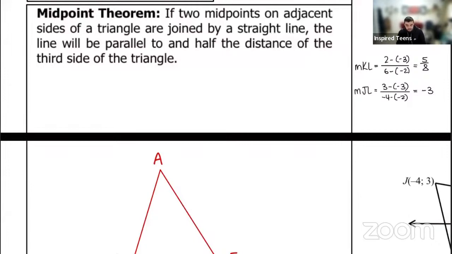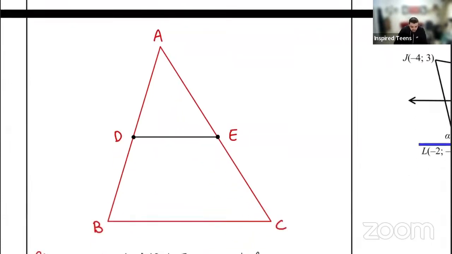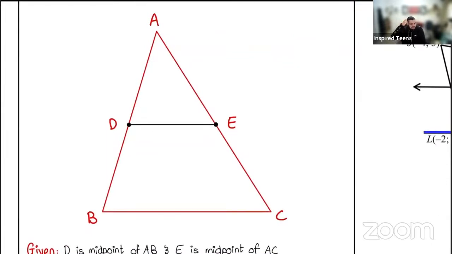It says, if two midpoints on adjacent sides of a triangle are joined by a straight line, the line will be parallel to and half the distance of the third side of the triangle. That makes no sense until we look at a diagram. So let's have a look at this diagram. We have one big triangle, and let's erase this.